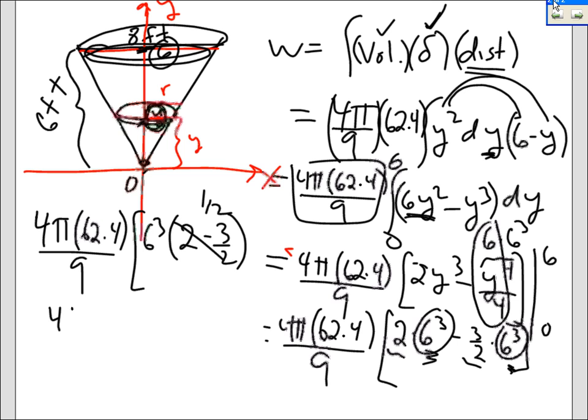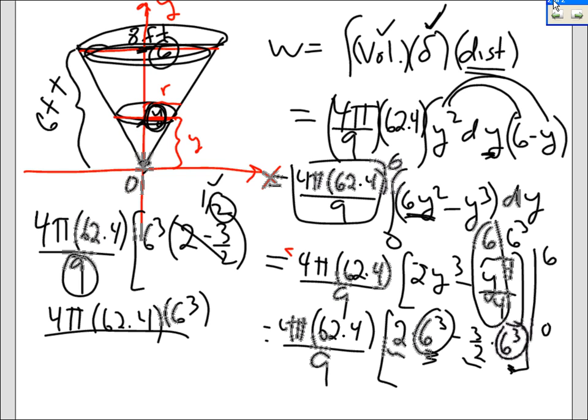So the final answer is whatever 4 pi times 62.4 is, times 6 cubed times 1, divided by 9 times 2, which is 18. You can kill off one of the 6's on top with one of the 6's in the bottom. Remember, 18 is 6 times 3, so the 3 stays. And if you actually work this out, you should get 2995.2 pi.